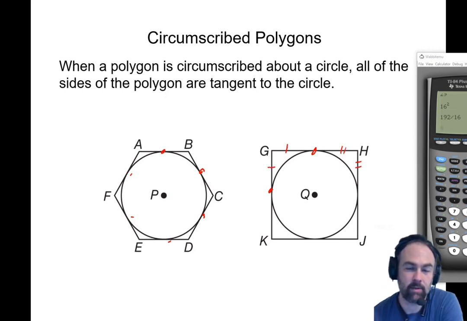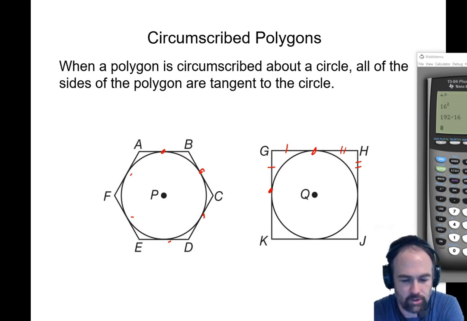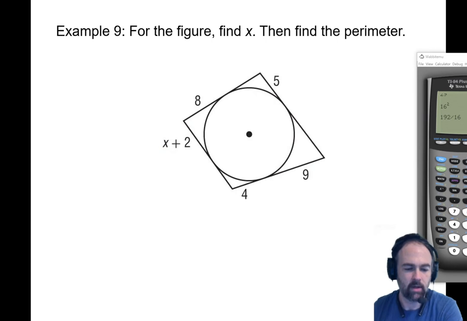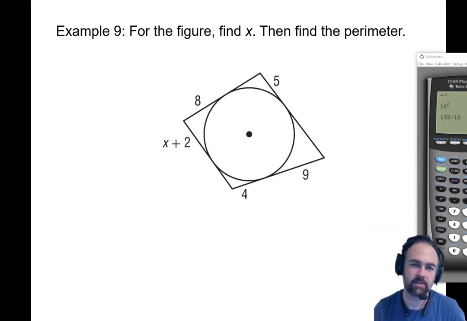Now, in this particular case, they were both regular polygons, a regular hexagon and a regular quadrilateral, or a square. That's not important, okay? That just happens to be the picture that I chose here. You'll see that in the next two examples. So, for example, find x and then find the perimeter. Notice this is not a square. It is just a quadrilateral.